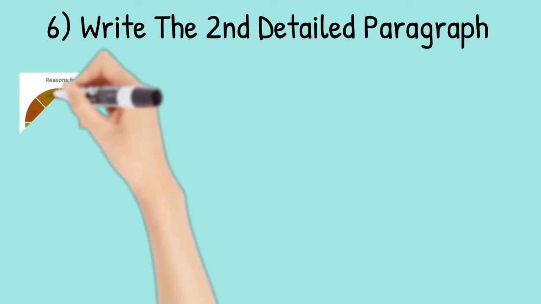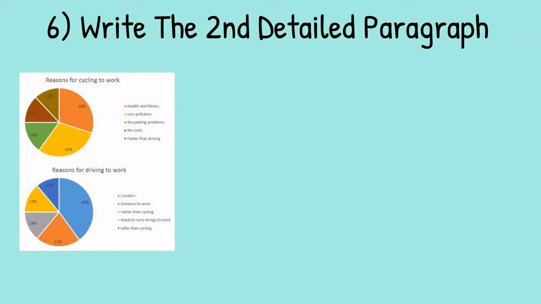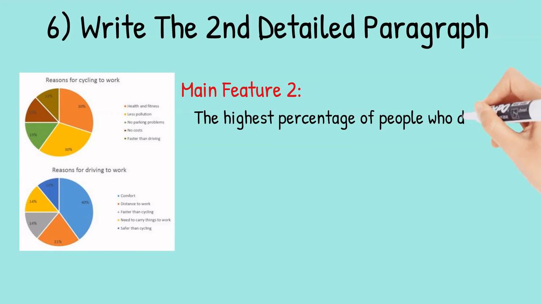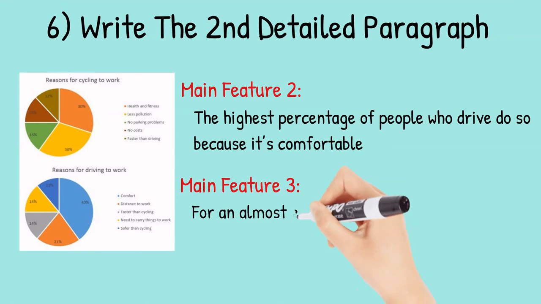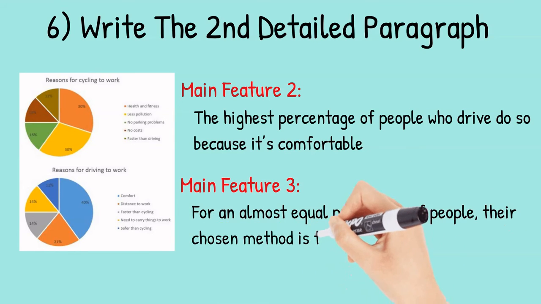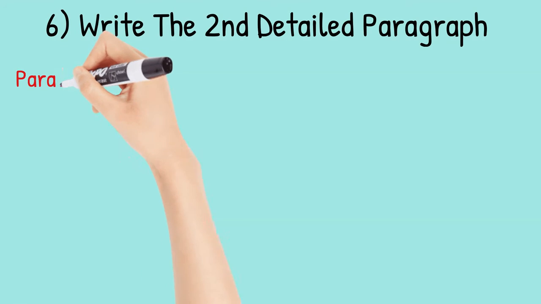For the fourth and final paragraph, you do the same thing for your second key feature. I've added the third main feature again as it will round off the essay well. In an exam situation, I would include it if I had time. Main feature 2. The highest percentage of people who drive do so because it's comfortable. Main feature 3. For an almost equal proportion of people, their chosen method is the fastest. Here's an example of what you could write for paragraph 4.